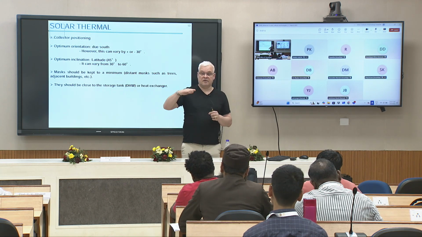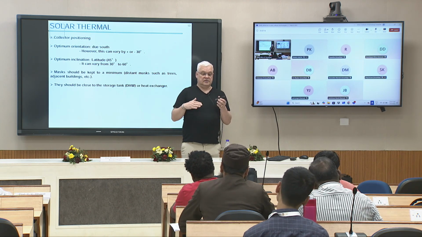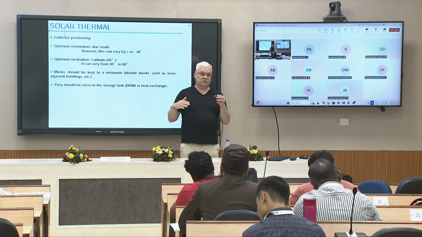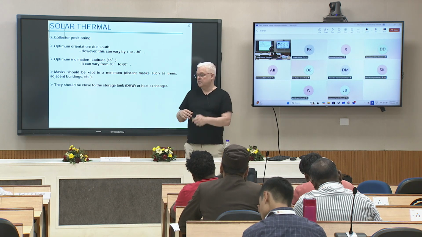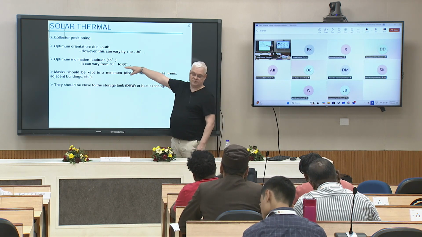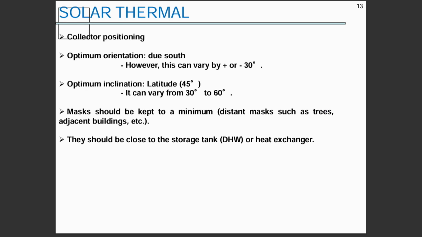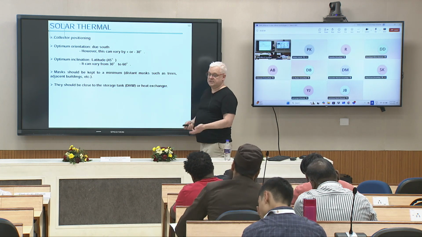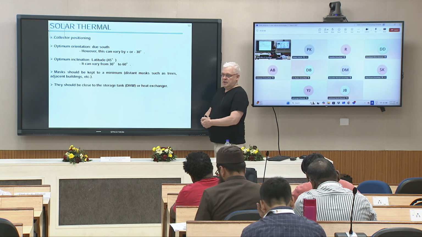So the winter, I remind you, the sun is lower in the sky, so the inclination will be higher. If the system is for heating, it will be closer to 60 degrees than 30 degrees. If it is for solar cooling, it will be closer to 30 degrees because we want to produce maximum during summertime to cool. So it's the same kind of preoccupation.